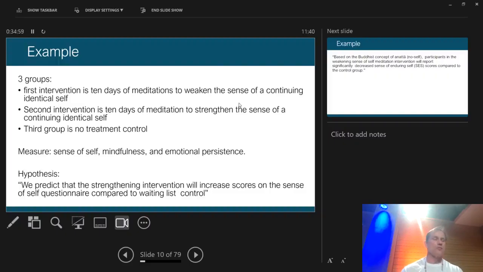So, what hypotheses might one list at the end of the study? Well, you could say, we predict that the strengthening intervention will increase scores on the sense of self questionnaire compared to the waiting list control. Okay, but what is wrong with that statement? Well, it says we predict that. And I just said I don't like that. It doesn't matter if you predict it.